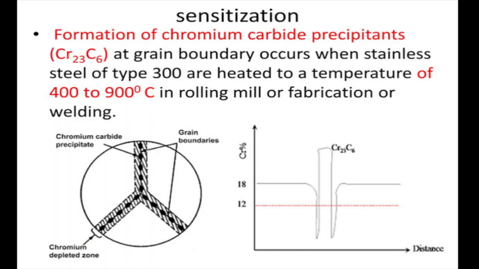Now the chromium carbide precipitate will be embedded on the grain boundary. Okay, so this is the chromium depleted zone, which is just around and very close to that particular region, in the vicinity of that particular region.